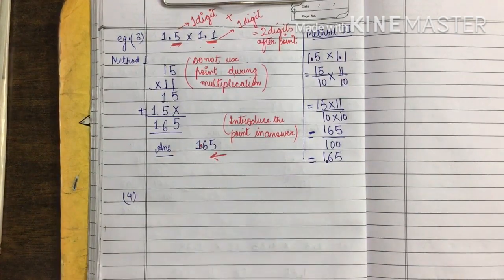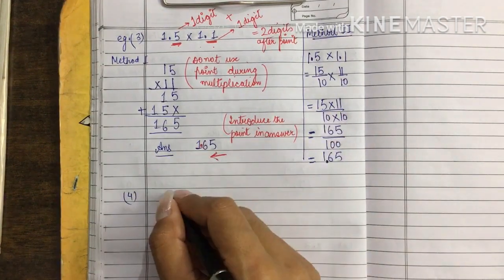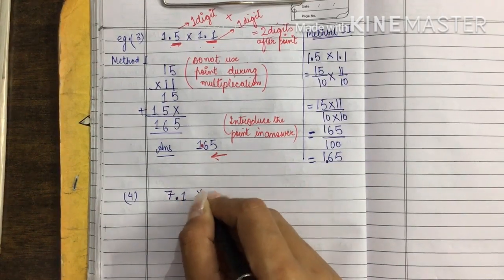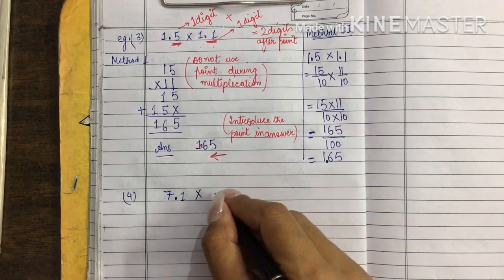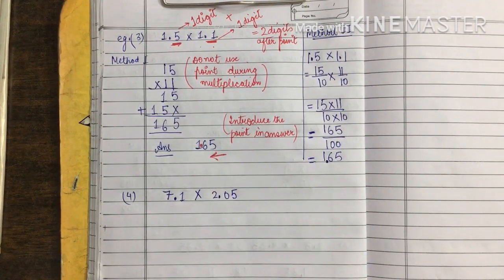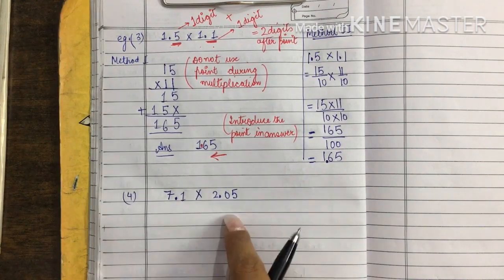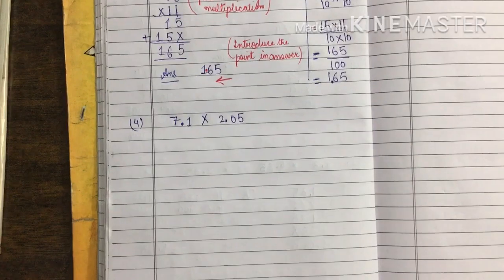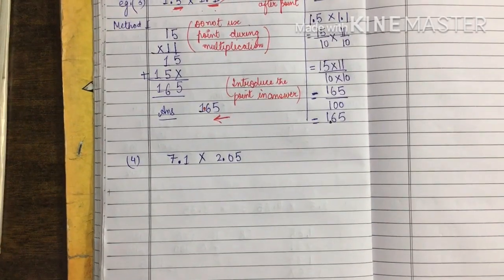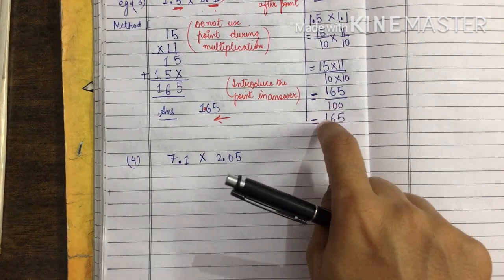Another example to do the same type. A decimal number multiplied with a decimal number. So we have 7.1 multiplied by 2.05. Decimal number, both numbers have points. Now I'll be doing this with both methods. The first method where I multiply directly and the second one where I use fractions.